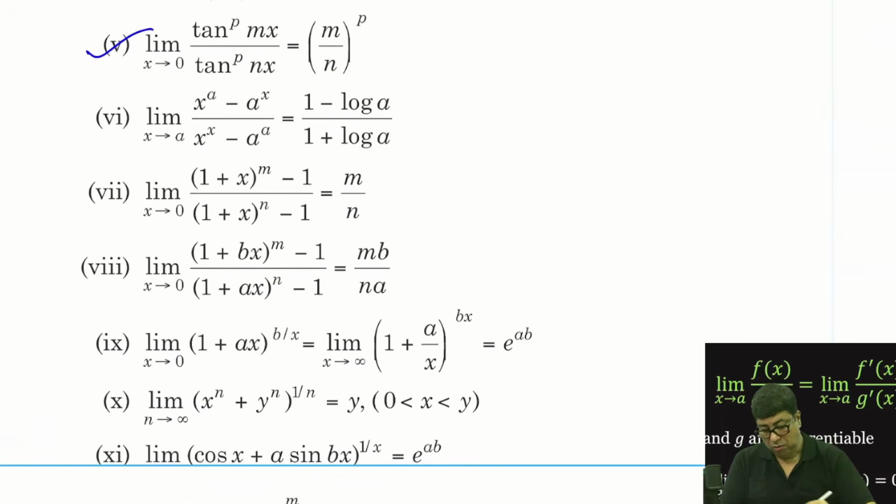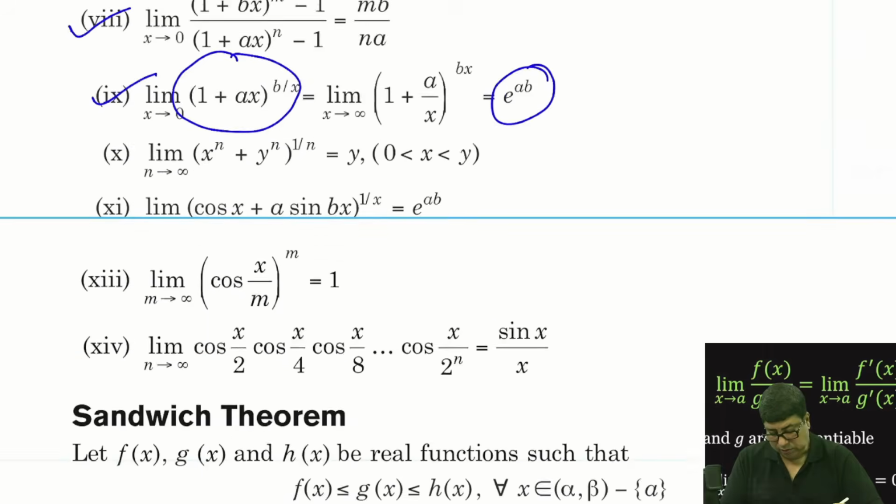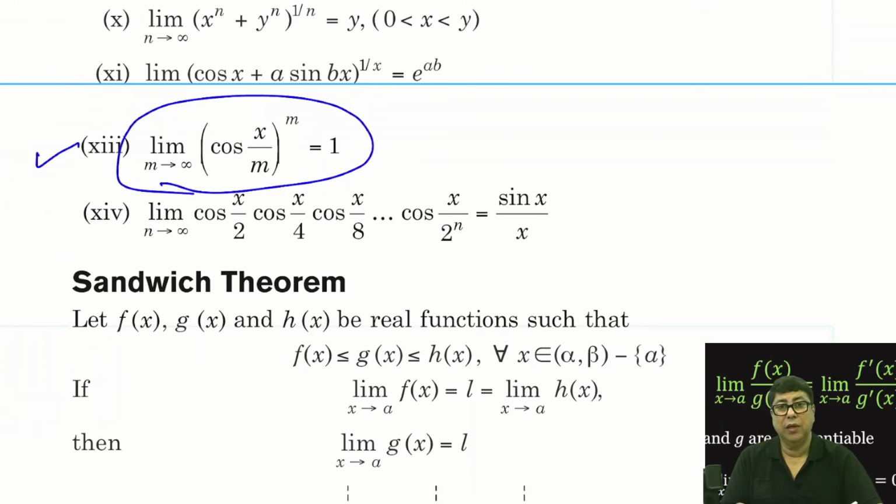Now this is another formula: limit x tends to 0, (1 plus ax) whole to the power b by x equals e to the power a into b. These types of formula applications are regularly coming in the JEE Main examination. One more important formula: limit m tends to infinity, (cos x by m) whole to the power m equals 1. I am not showing how it comes. Today's session is so that you can solve the sum very fast.